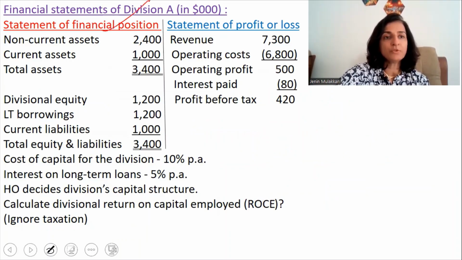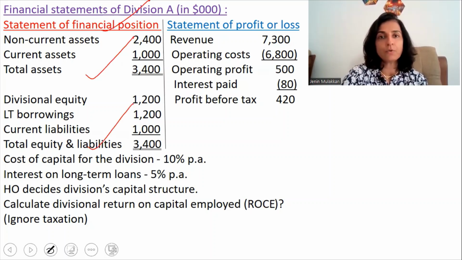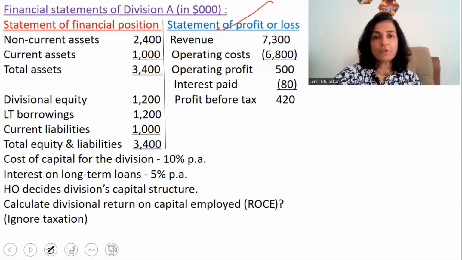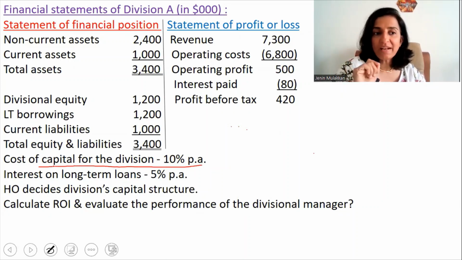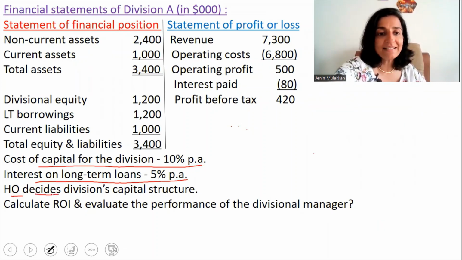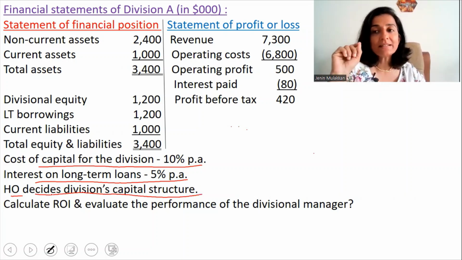The statement of financial position is given with assets totaling 3,400 and equity and liabilities again totaling 3,400. Then there is a statement of profit or loss, revenue, less operating cost giving the operating profit of 500, less interest paid giving profit before tax of 420. The cost of capital for the division is 10% per annum and the interest on long-term loans is 5% per annum. And head office decides the division's capital structure.